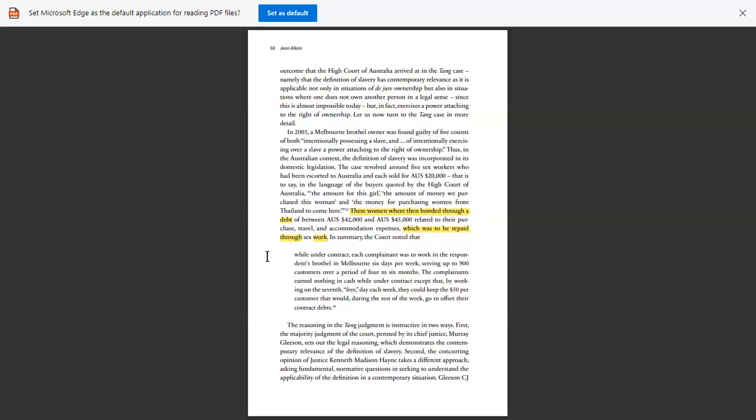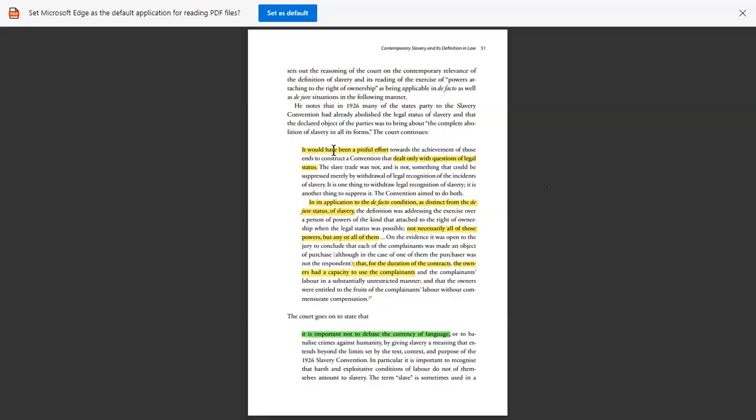And so here they get into a little detail and further describe the exact situation, which could also be similar to your labor, your wages as you work, where you only get to take home a partial portion of what you may earn. It would have been a pitiful effort if they only dealt with questions of legal status. To sit here and say, the letter of the law says this and we're only going to look at legal things, even they admit that just looking at what's written in the letter of the law would be a pitiful effort in its application to de facto conditions as distinct from the de jure status of slavery.